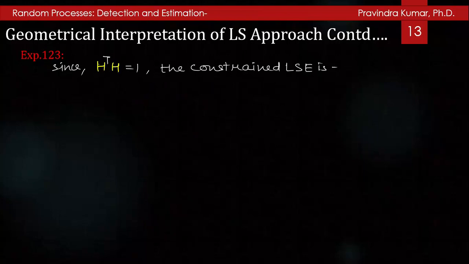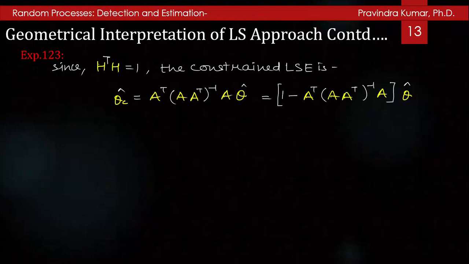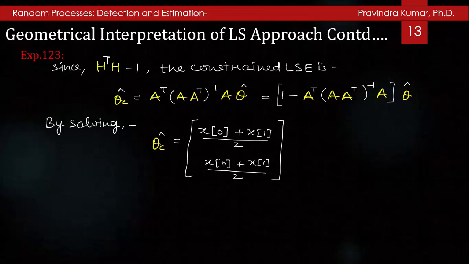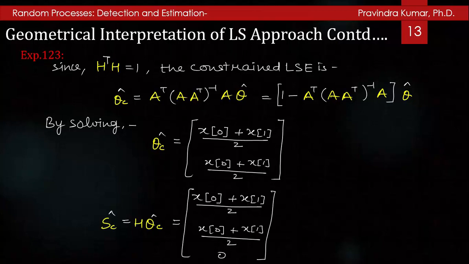Since H transpose H is equal to I, we have the constrained LSE as theta c cap is equal to theta cap minus A transpose inverse of A A transpose into A theta cap. It will be equal to I minus A transpose inverse of the matrix A A transpose into A, into theta cap. By solving this, we will get theta c cap. It will be (x0 plus x1) by 2 and (x0 plus x1) by 2, and s c cap is H theta c cap, it will be (x0 plus x1) by 2, (x0 plus x1) by 2 and 0.